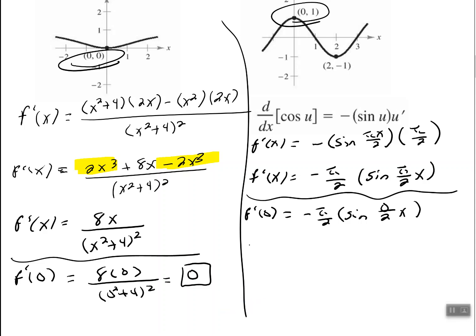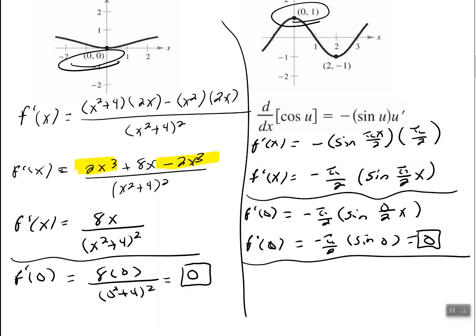All right, so we have sine of 0, negative pi over 2 times sine of 0. And sine of 0 is simply 0, so negative pi over 2 times 0 would be 0. Okay, what about when x is equal to 2, we have the point 2, negative 1, so when x is equal to 2, what is the value of our derivative at that point?